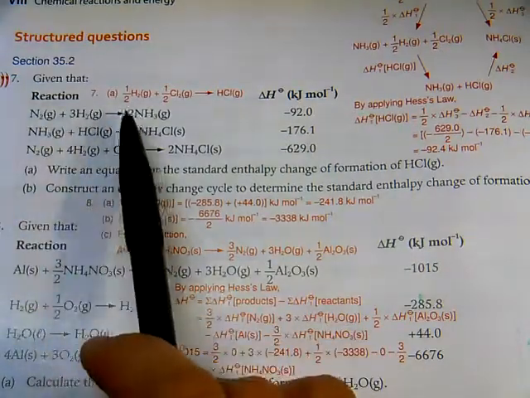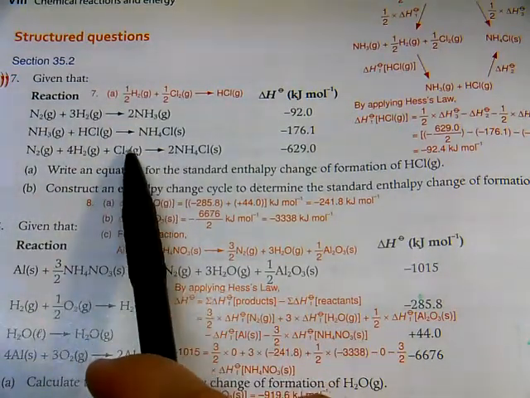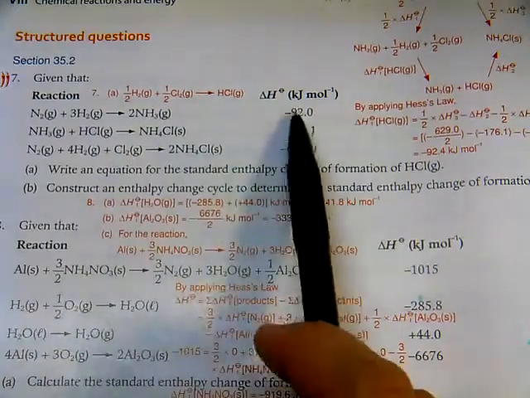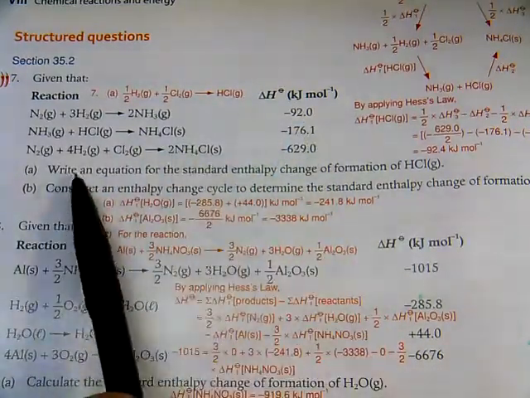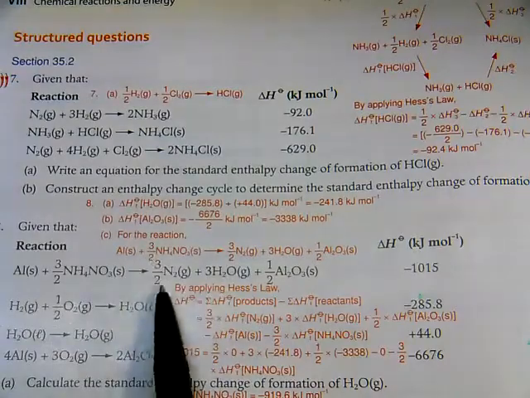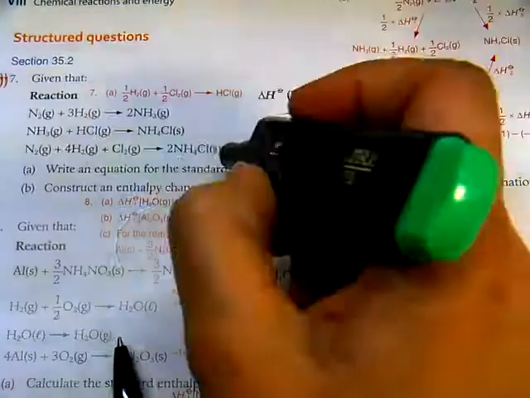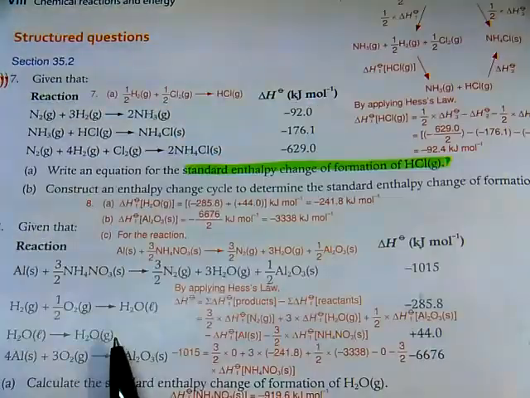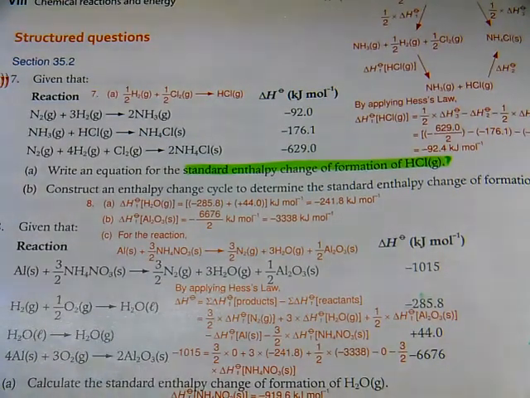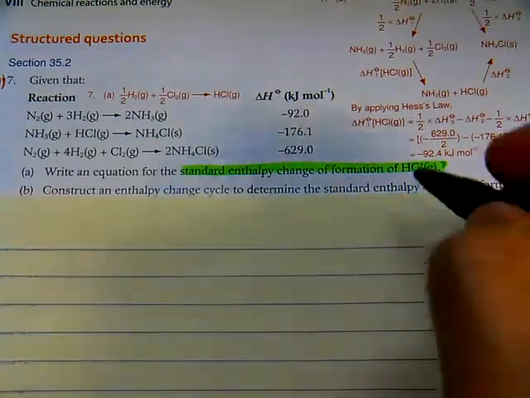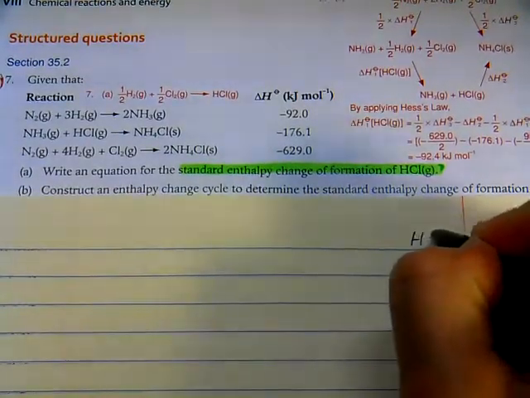Number 7, the first reaction, the second one, the third one, with their delta H value given. Write an equation for the standard enthalpy change of formation of HCl. Again, highlight your target, and then refer to the definition. Please write down the equation for this term.